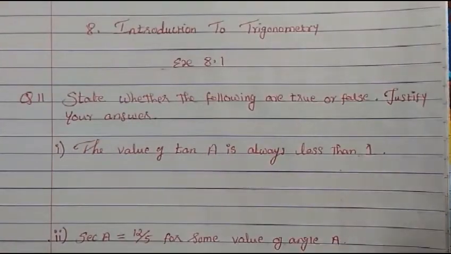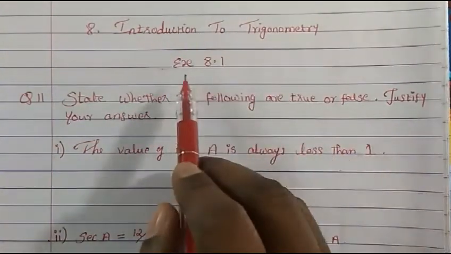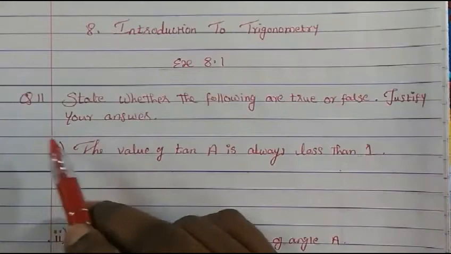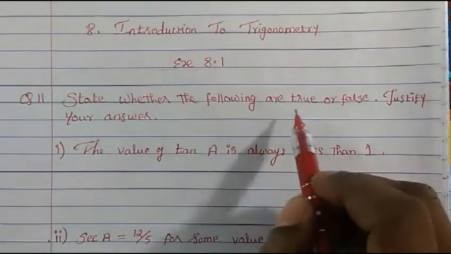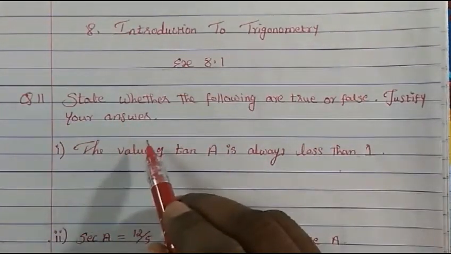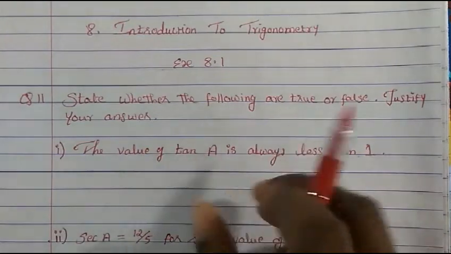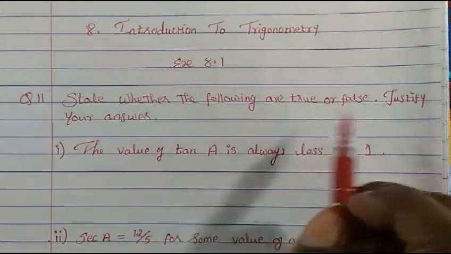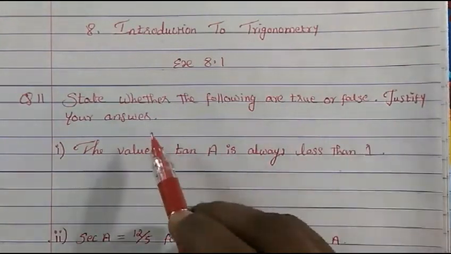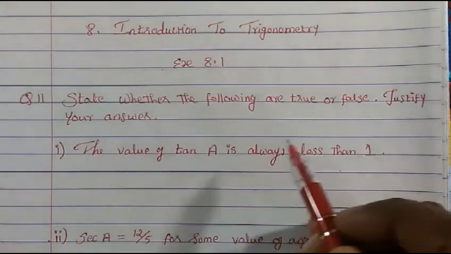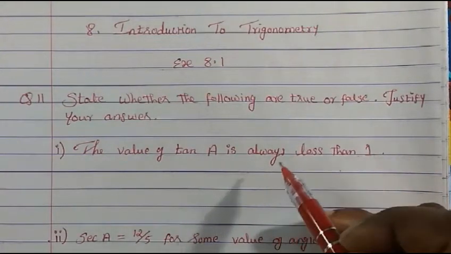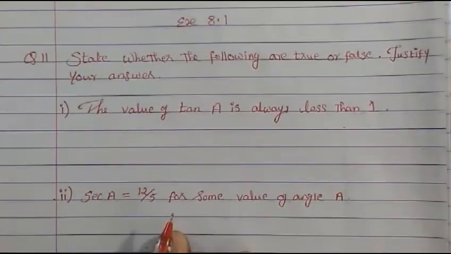Today we are going to study chapter 8, Introduction to Trigonometry, exercise 8.1, question 11. State whether the following are true or false. Justify your answer. So we have to find out whether it is true or false. Then we have to justify that, why we are saying it is true or why we are saying it is false. Okay, so let's see the first part of the sum.